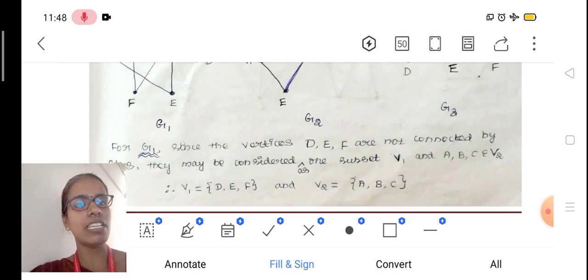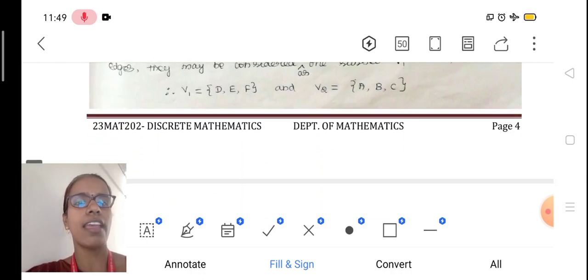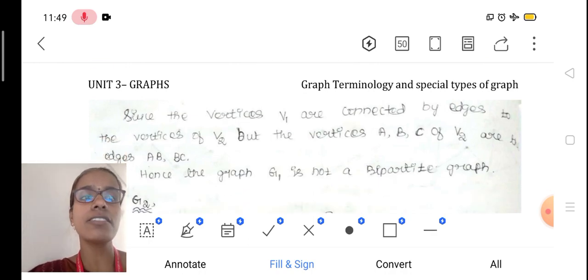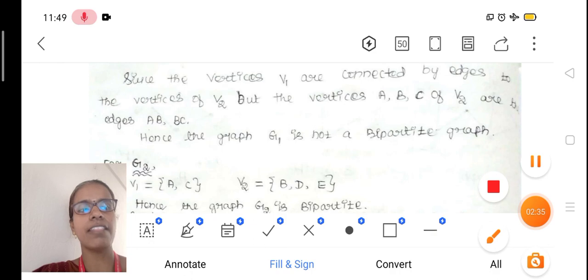Since the vertices D, E, F are not connected by edges, they may be considered as one subset V1 and A, B, C as V2. So from this we can say it is not bipartite. Since the vertices of V1 are connected by edges to the vertices of V2, but the vertices of V2 have the edges AB and BC, which is not allowed. Hence it is not a bipartite graph.